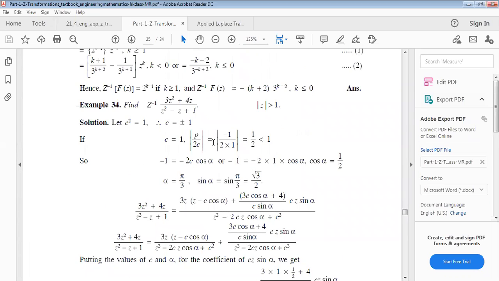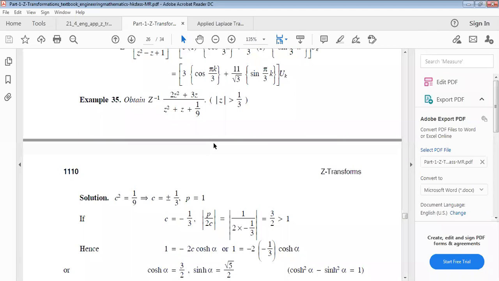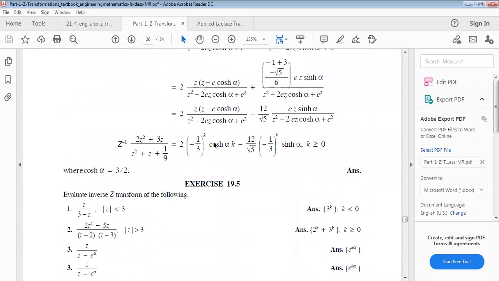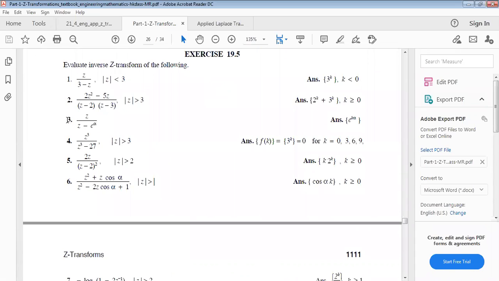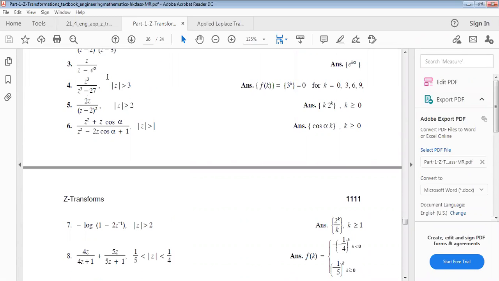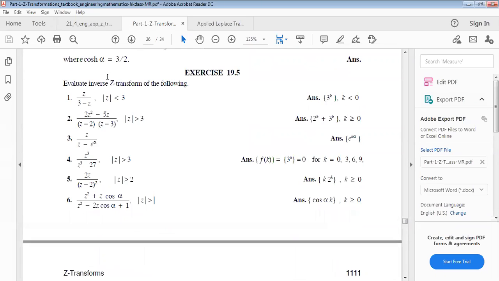You will try this at home. Example 34 will be the homework for you, okay? Example 35 also, just using the quadratic non-repeated theorem, the same formula. Now evaluate the inverse z-transformation of the following from exercise 1, 2, 3, 4, 5. Exercises 1 to 5 will be homework for you.